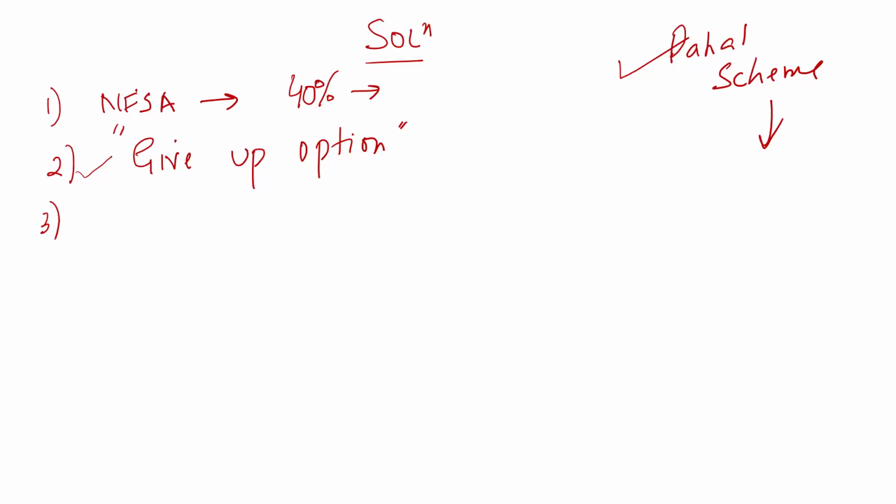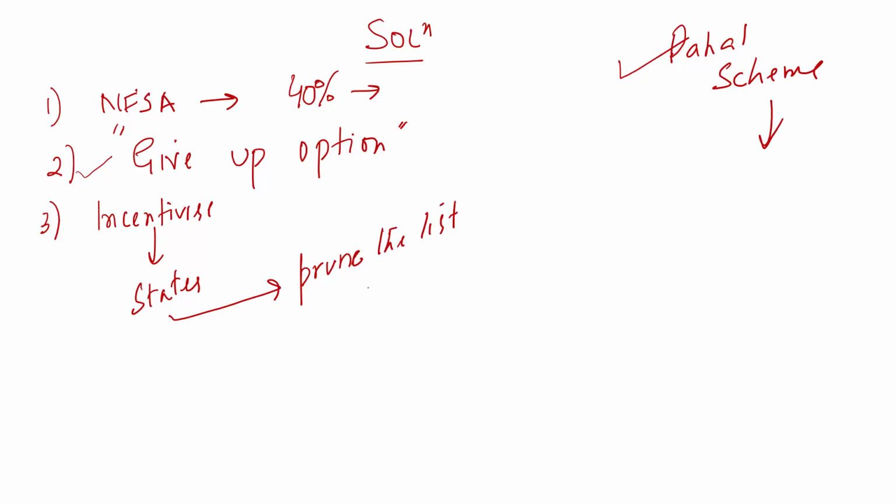There is a third thing that we can do. We can incentivize the states if they are able to prune the list of beneficiaries. That means if the states are in a position to reduce the number of beneficiaries so that free or subsidized food grains are available only to the most needy, not to everybody. The more pruning that a state government does, the more incentives should be provided to those states.